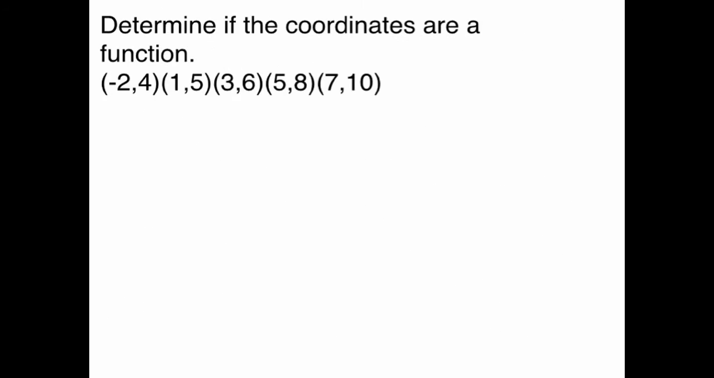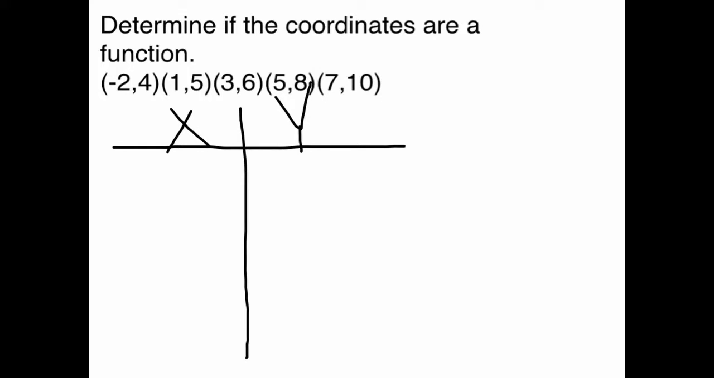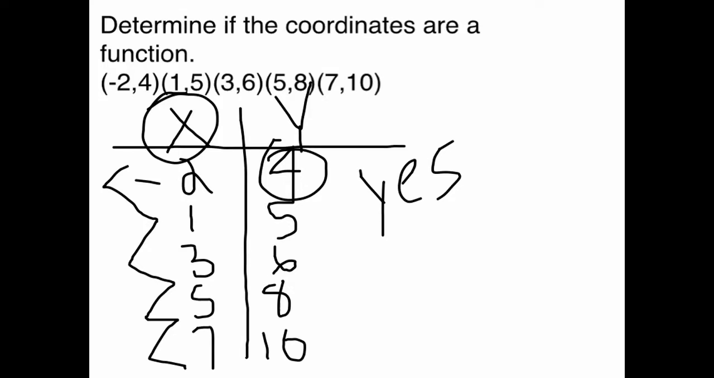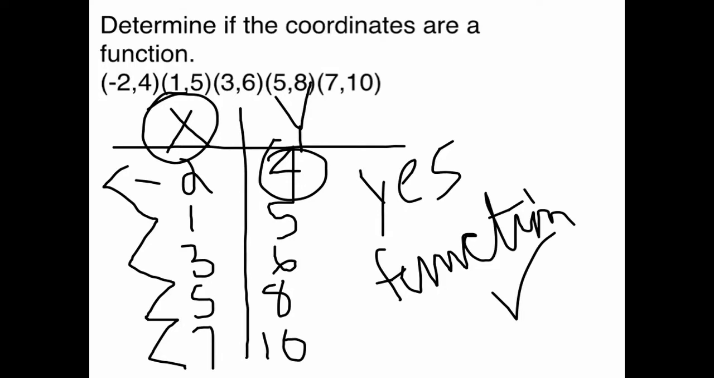Let's do another example. Alright, determine if the coordinates are a function. Whenever I see coordinates like this, I always want to make an XY table and just fill it in. That way I can see my information a little clearer. Okay, now that it's in my XY table, in order for it to be a function, I just have to look and see, do any of my X values repeat? -2, 1, 3, 5. None of my X values repeat, which means every X value has only one Y value, so yes, this is a function. That's an easy one. Let's do another one.